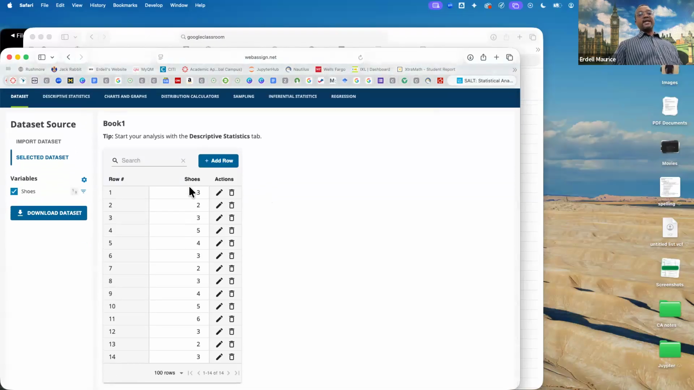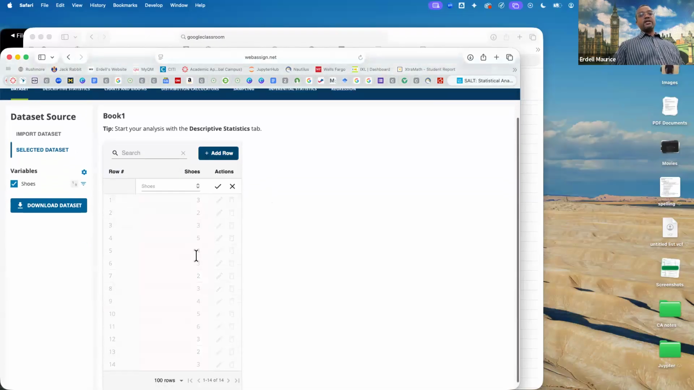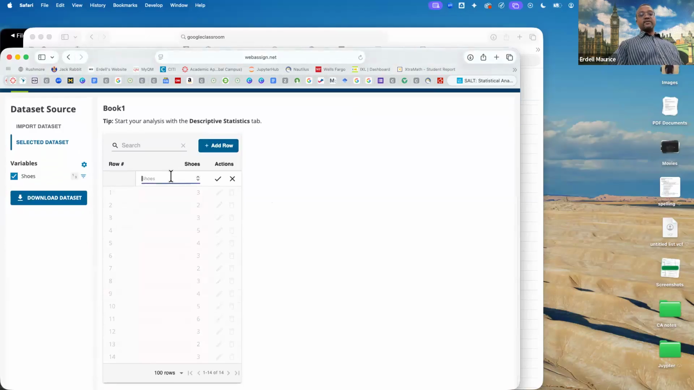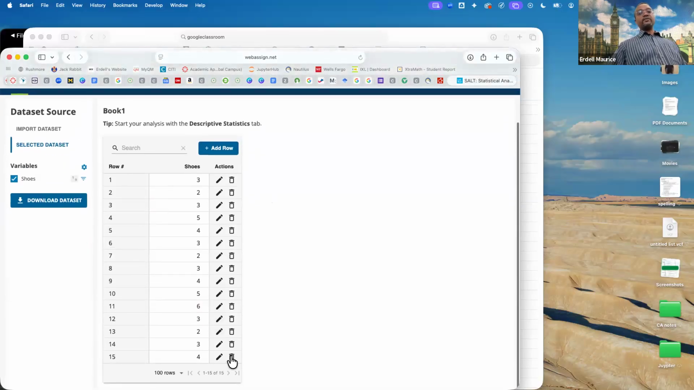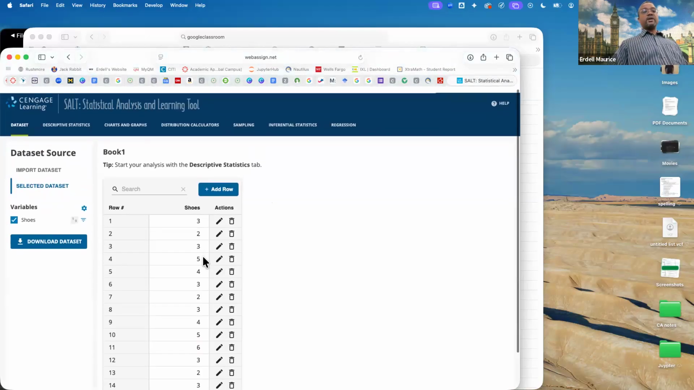If there's a mistake, you can click on add row, and then add in another number of shoes. Say 4 more shoes, like so. If you want, you can delete rows as well if there are errors. You can click here to edit the row if you want to change the number. All right. And then once you have this done, you've done the hard part.